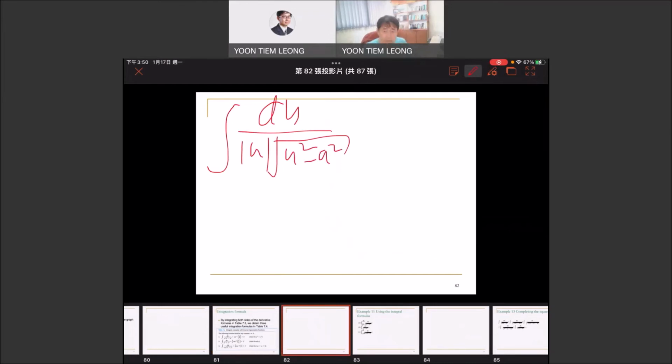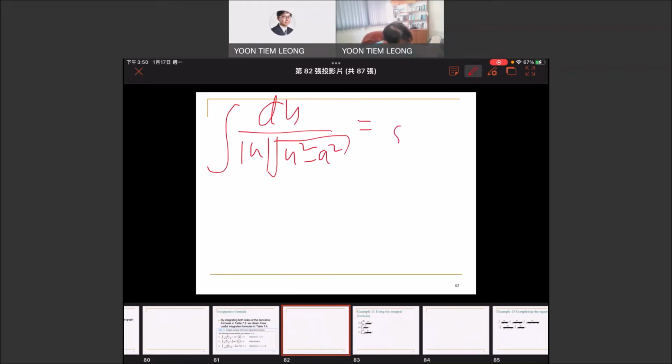So this is in contrast to the previous case for arcsine. For the arcsine, you have a squared minus u squared downstairs, but here you have the magnitude of u, and you also have u squared minus a squared. I think this will give you arccosecant, secant, arcsecant.